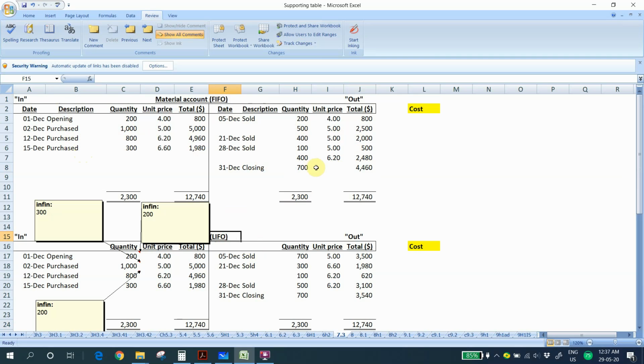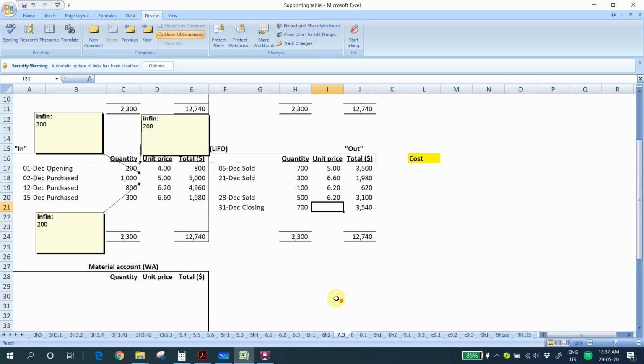I repeat, we are not required to provide the unit price for the closing inventory under first in first out and last in first out. Just leave it blank will do, because this batch of the product will include different batch. The closing inventory will include different batch of the product. So same to your first in first out, last in first out, we can do the testing as well.